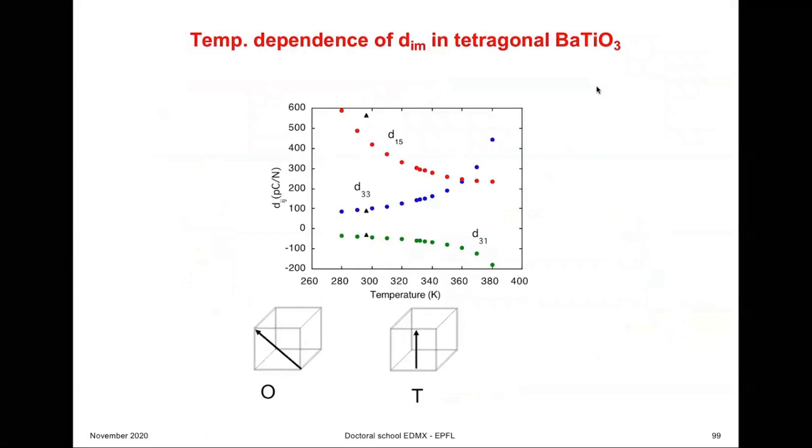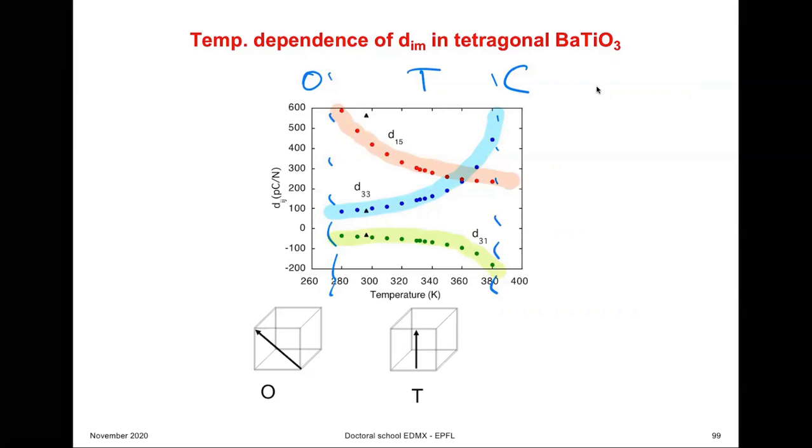So if you look at the piezoelectric coefficients, here is the orthorhombic phase, here is the cubic phase, and here is the tetragonal phase, and we are looking at the piezoelectric coefficient in the tetragonal phase. We will focus on D15 and D33, and we see that D31 does exactly the same thing as D33, except that it is negative while D33 is positive. So we can forget about D31 for the moment and just look at D33 and D15, which have different trends with temperature. Why is that so?